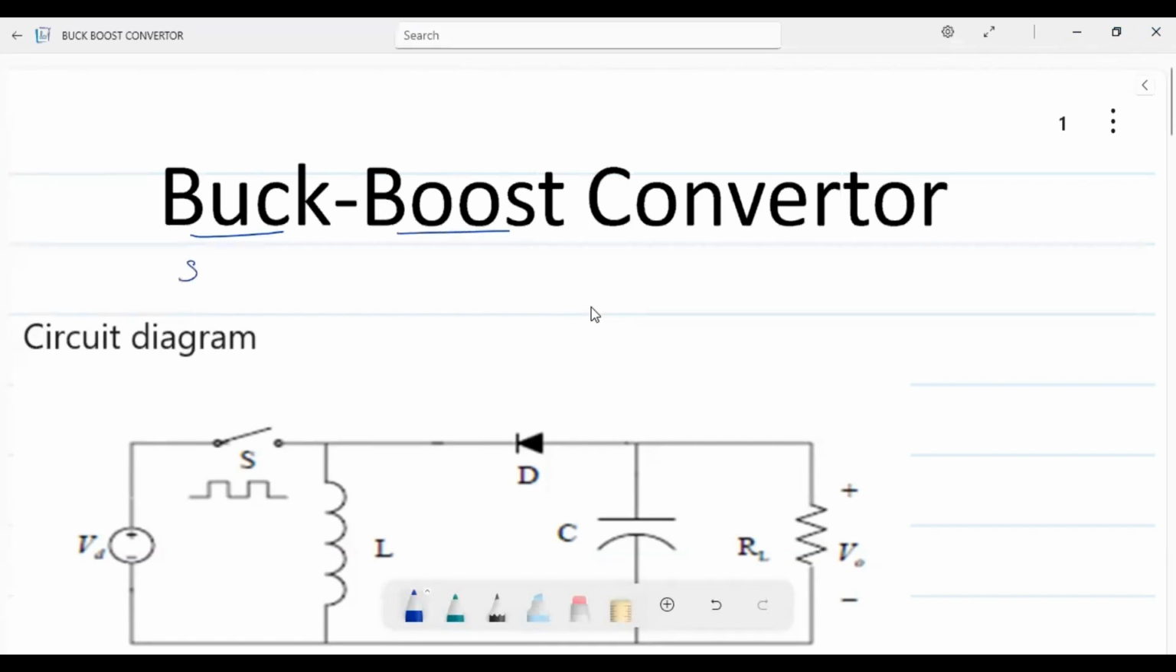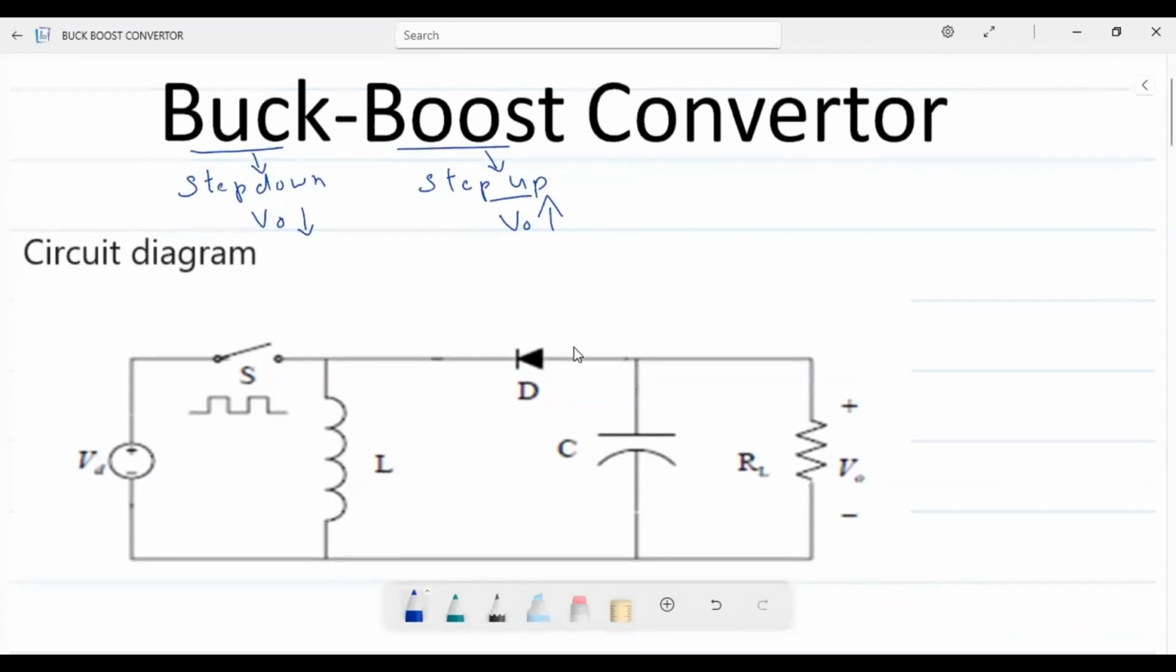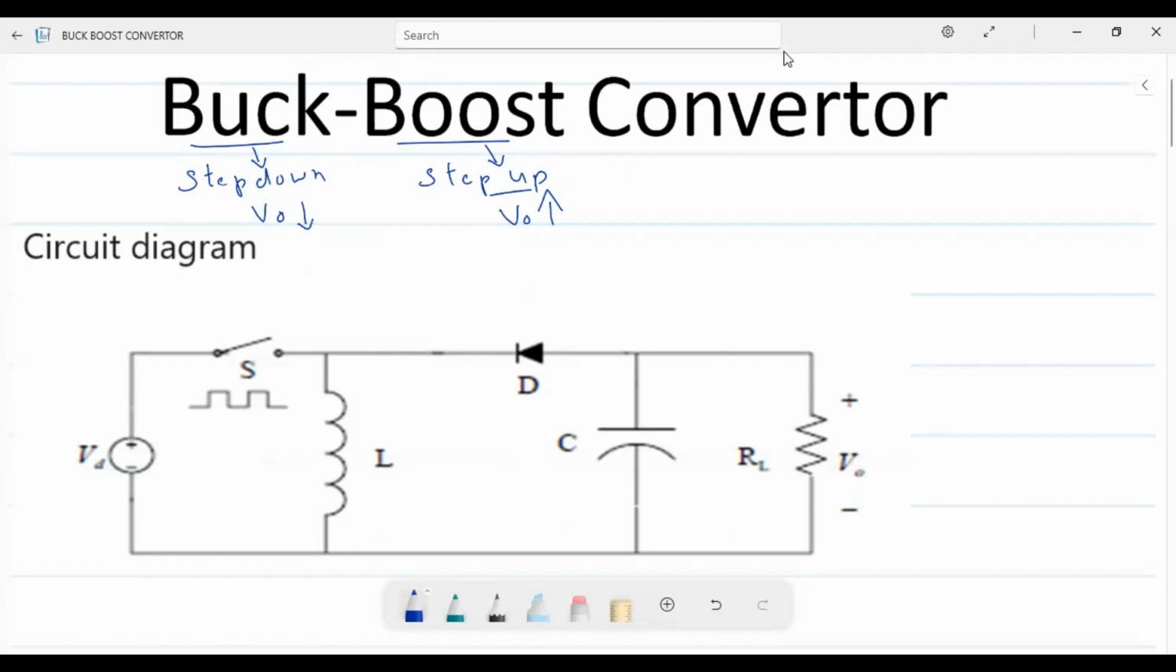It's a combination of step down and step up converter. Buck means it is step down and boost means it is step up. In the case of step down, your output voltage will be less than input voltage. In the case of step up, output voltage will be greater than input voltage. Here the output voltage will always be negative.